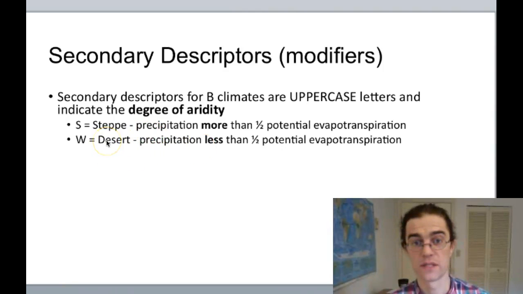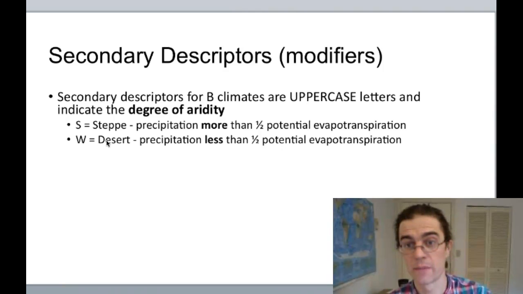So S for steppe, precipitation more than half the potential evapotranspiration. Okay, so you're tying in some of the botanical or biogeography element there, evapotranspiration. A little throwback to a physical geography lecture as well. And then W for desert, or precipitation less than half of the potential evapotranspiration. So the difference here being more than half or less than half.